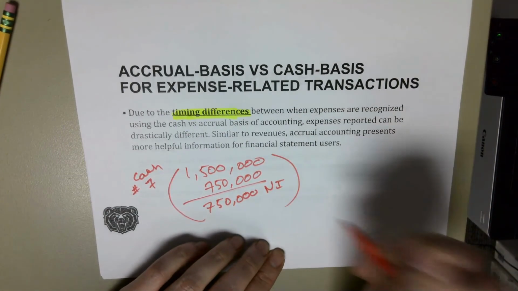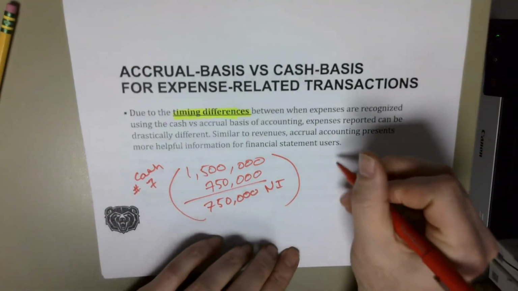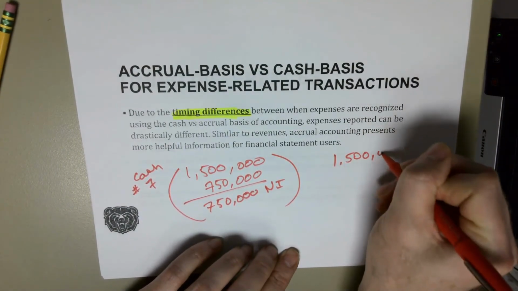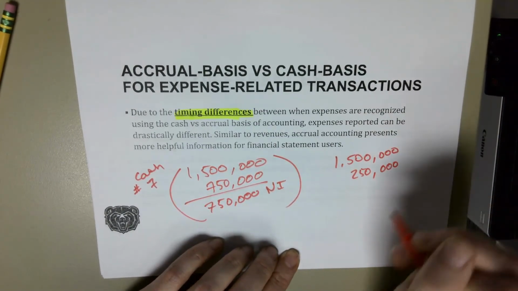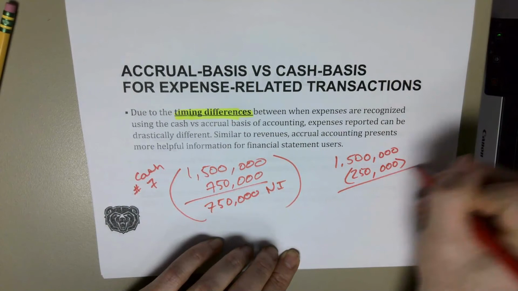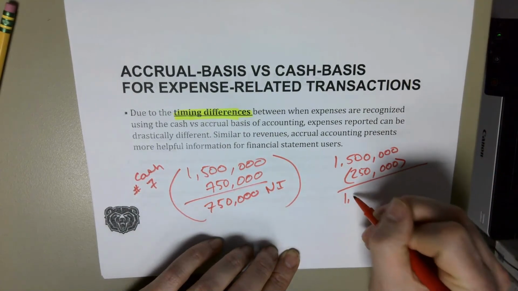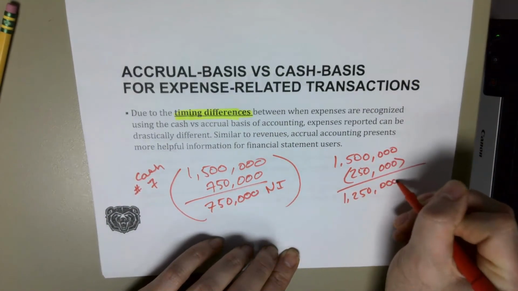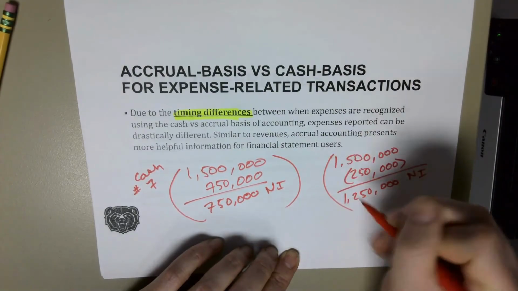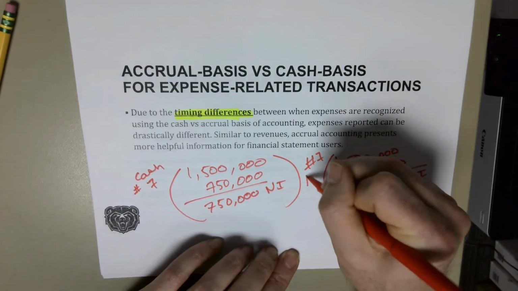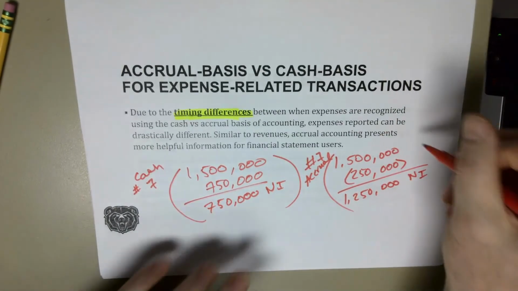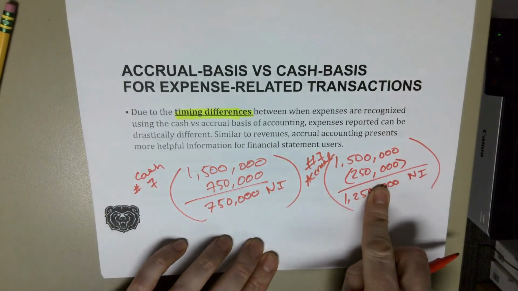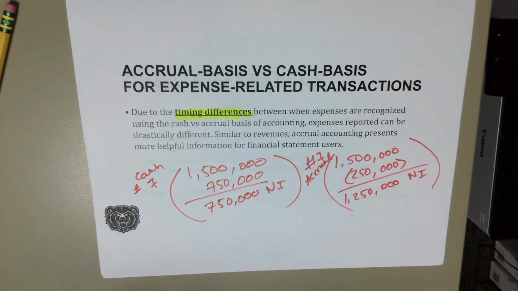But let's say, on the other hand, more accurately, what's really happened is you had $1,500,000 in revenue, and you really only used $250,000 worth of your resource to help generate that revenue. Now you've got a little better looking net income. This is a more accurate net income, right? This is more fair to what's actually happening in our operations, okay?